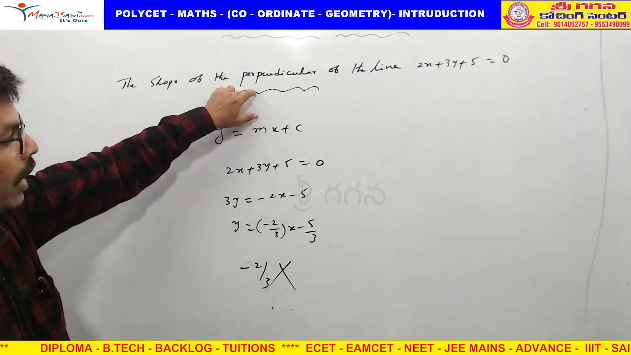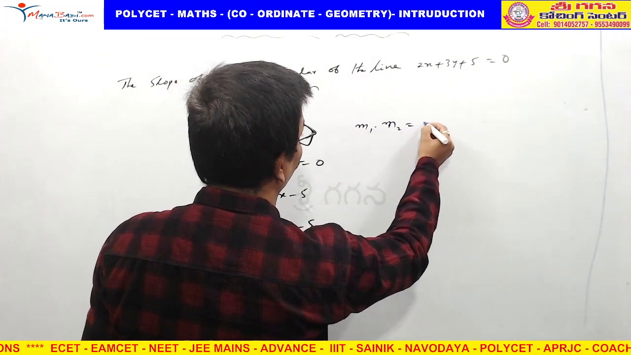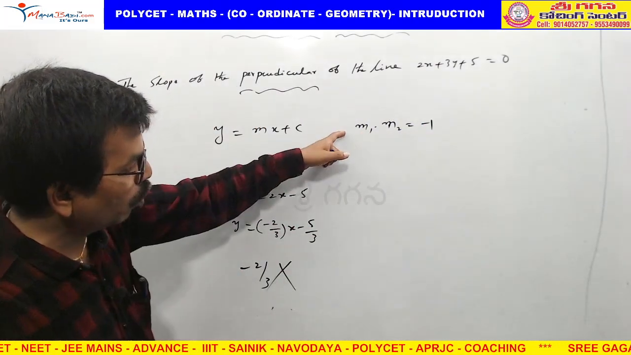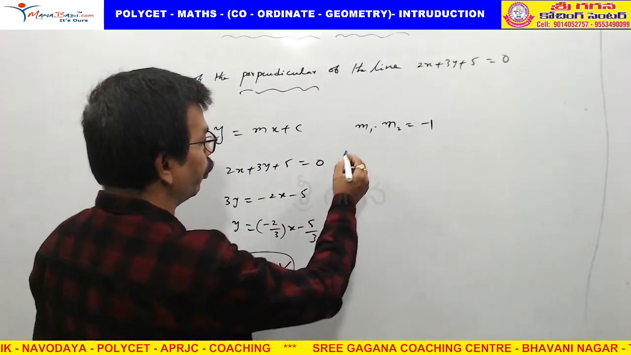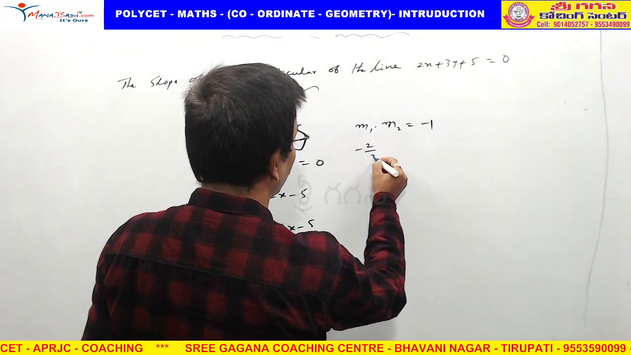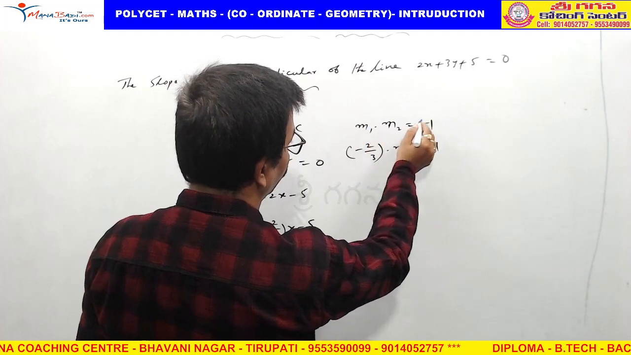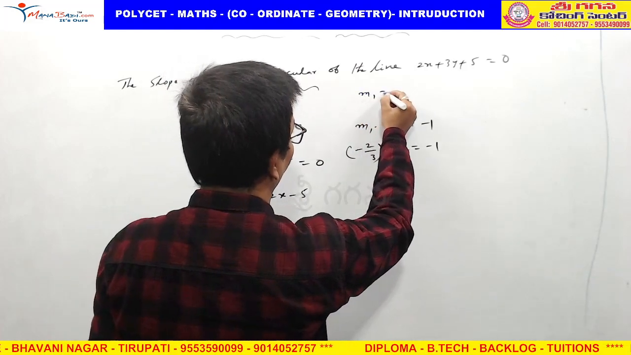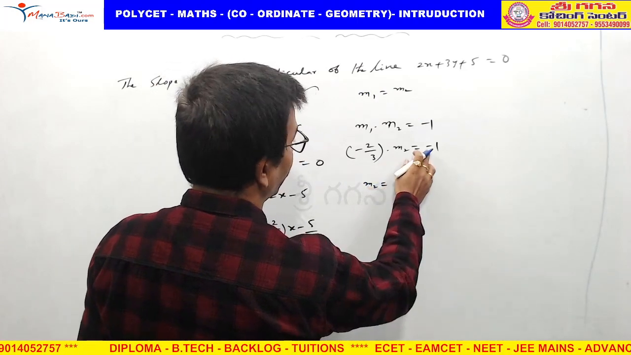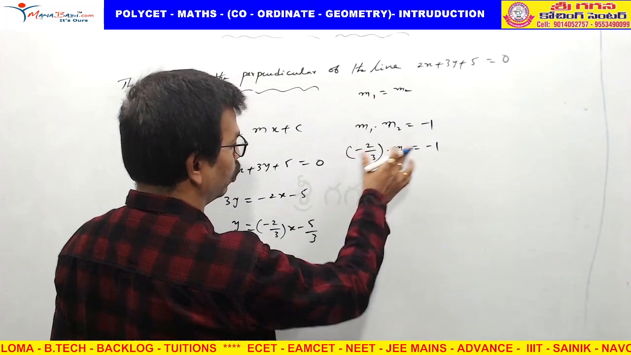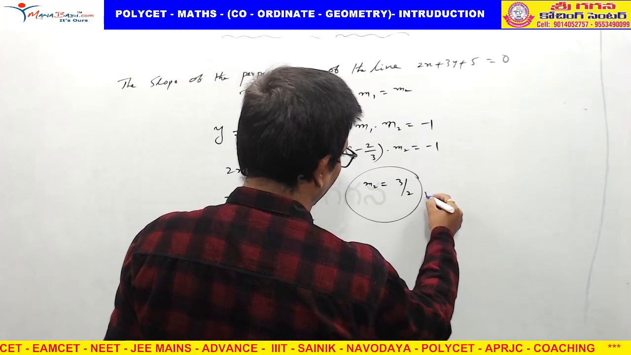Question asking perpendicular. Perpendicular means, as I already said, m1 into m2 equal to minus 1. If you know one slope, then you will get the other one. So I already know one slope here, minus 2 by 3. So substitute minus 2 by 3 instead of m1, m1 into m2 equal to minus 1. Parallel means, as I already said, m1 equal to m2, both are the same. So if you simplify, m2 equal to, here minus is already there, minus is there, both product means plus will come. If you bring that side, 3 by 2. This is the correct answer.